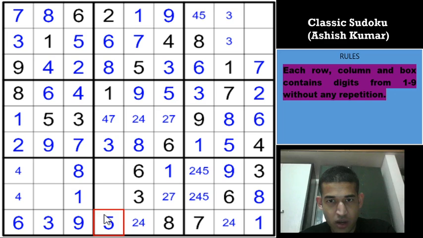And if you look at column 4, 1, 3, 5, 2, 6, 8, remaining are 4, 7, 9. 9 can't be here, 9 can't be here. So this is a 9, so this is a 4 or a 7. All these can't be resolved yet.